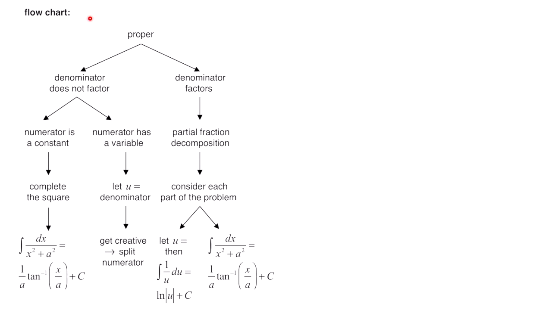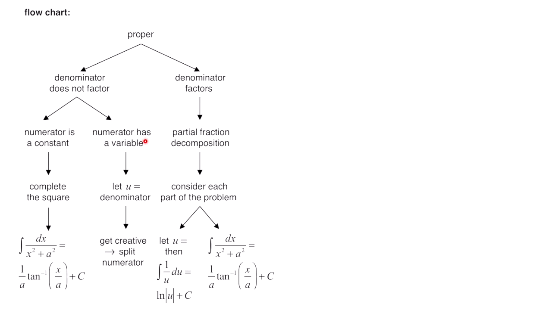So here I created a flowchart to walk you through which type of problem it's going to be. When you have a proper rational function, first you're going to check whether the denominator does not factor or whether it factors. Once you identify that, if the denominator does not factor, you're then going to check the numerator. Either the numerator is going to be a constant or it's going to have a variable in it. If the numerator has a constant, you're going to complete the square of the denominator, and then you'll be able to rewrite the integral so it's of this form, and then finally you can use the formula 1 over a tan inverse x over a to integrate.